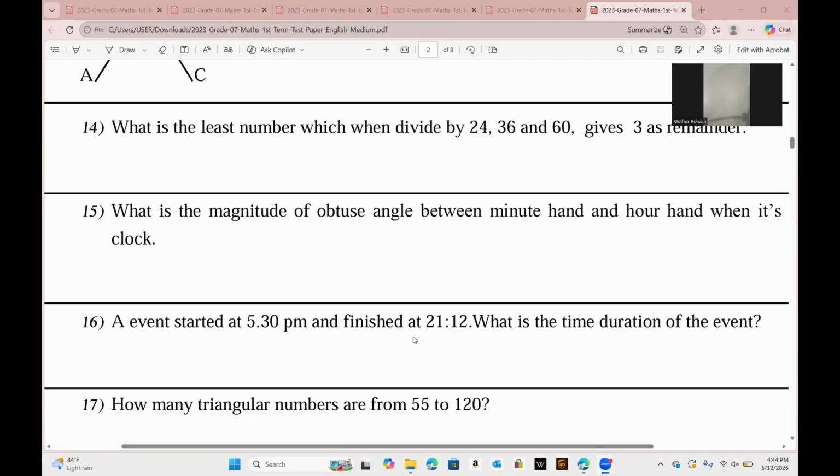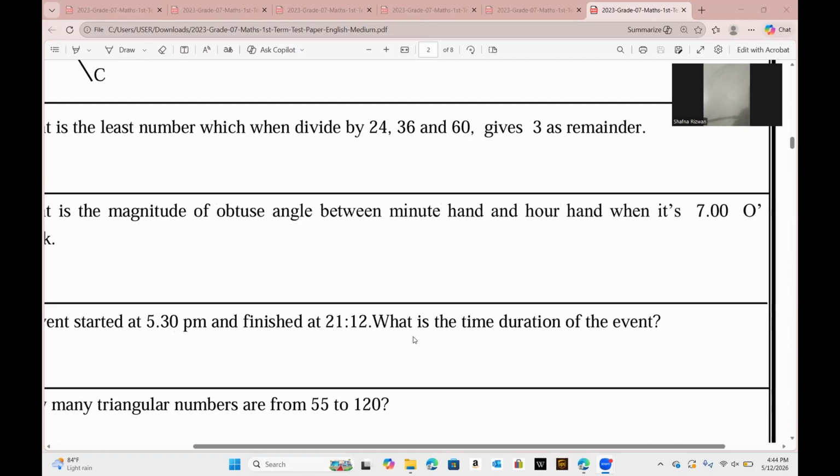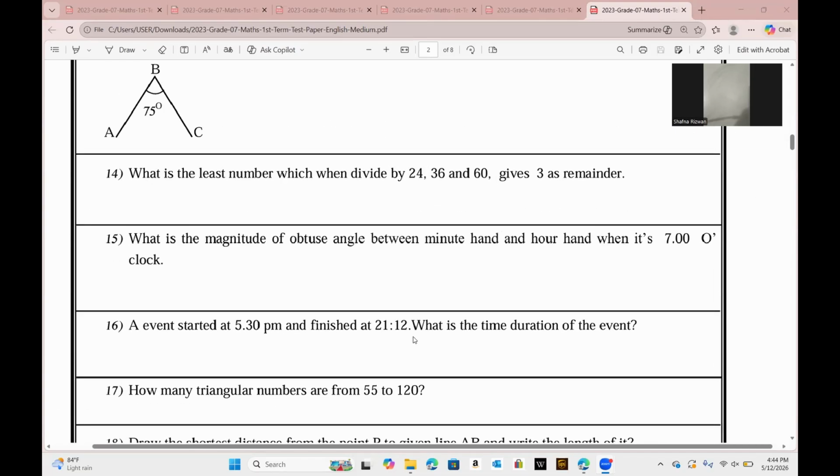Now they are asking you what is the magnitude of the obtuse angle when the minute hand and the hour hand are at 7 o'clock. You basically have an obtuse angle, it seems. An obtuse angle, that is how much? It's more than 90 degrees. That is an obtuse angle. When you have an obtuse angle between the minute hand and the hour hand at 7 o'clock, what's the value you will get? Let's find it.